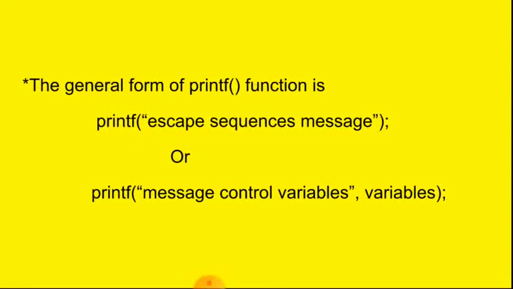The general form of the printf function is printf open bracket double quotes escape sequences message close the double quotes close the bracket semicolon, or printf open the bracket double quotes message control variables close the double quotes comma variables close the bracket semicolon. This is the general form of the printf function.